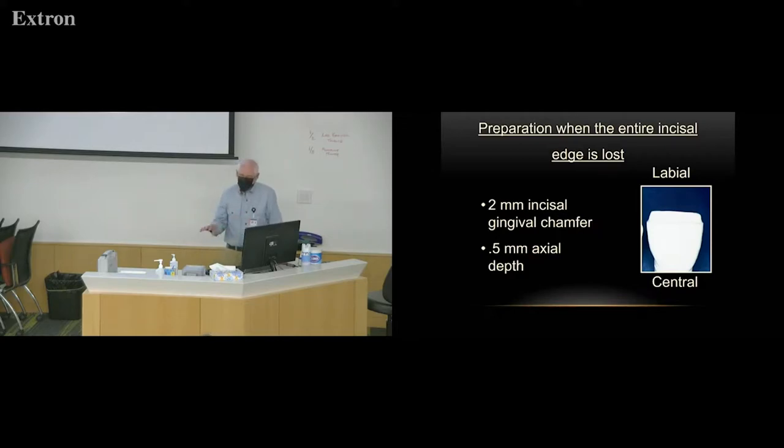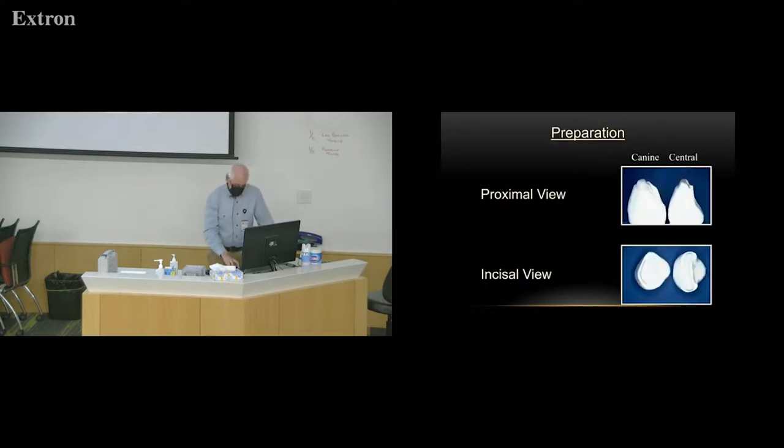If the entire incisal edge is gone, we want to do a little mini crown preparation. And it's 2 millimeters incisal-gingivally and 0.5 millimeter axial. Any question about that? Okay. So looking at it from different views, on a canine, that would be the upper picture. That's what it's going to look like. And on the central, over to the right, and then the incisal view.